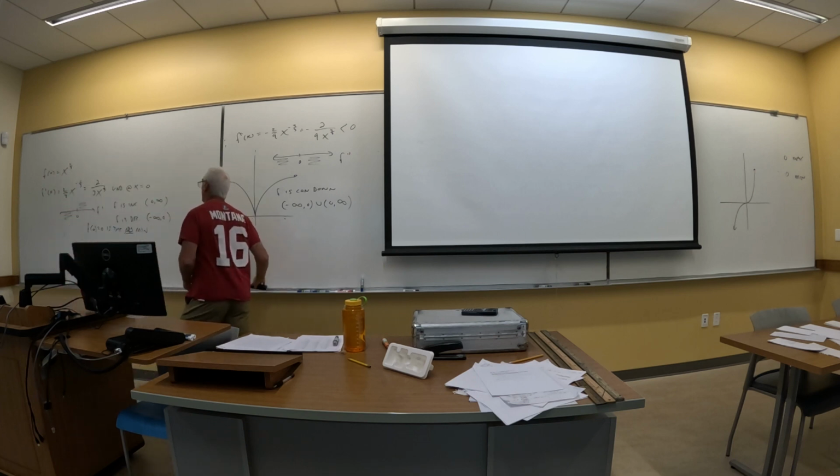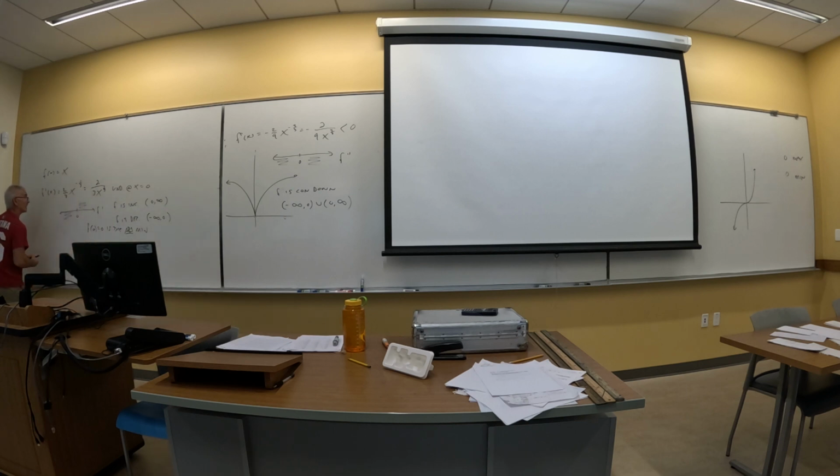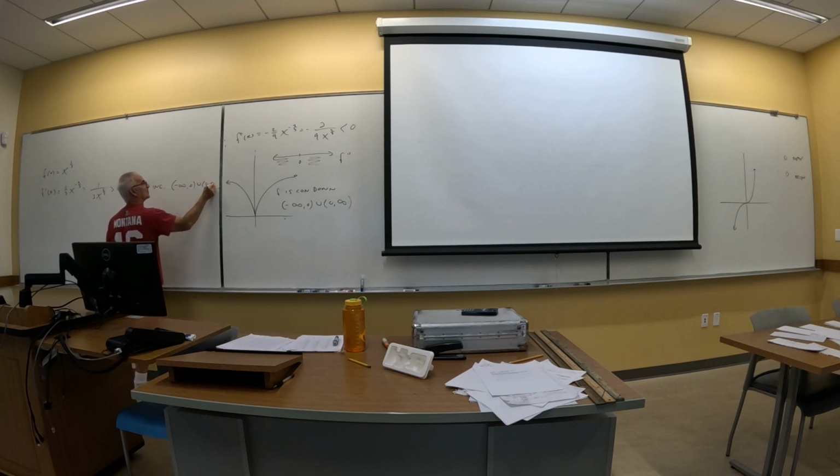Now there's one more I want to do. One more weird one. The cube root function. f prime is 1/3 x to the negative 2/3, which is 1/3 times x to the positive 2/3 in the denominator. That is always positive, because x to the 2/3 is never negative. So we know that f is increasing from negative infinity to 0, and then again from 0 to infinity.